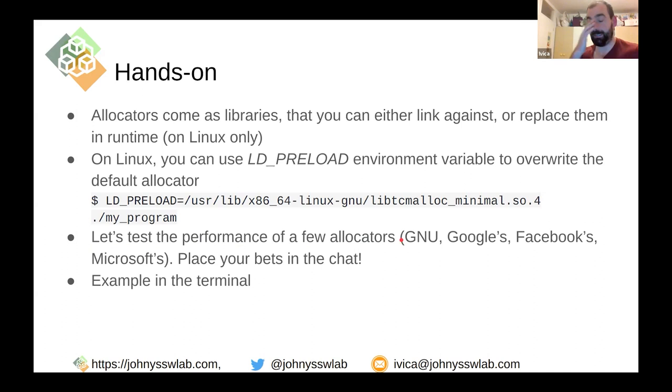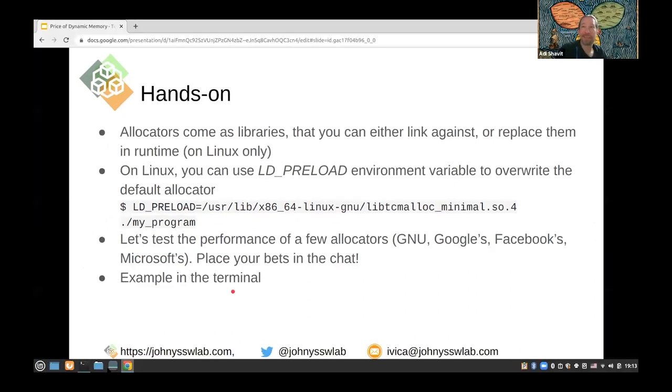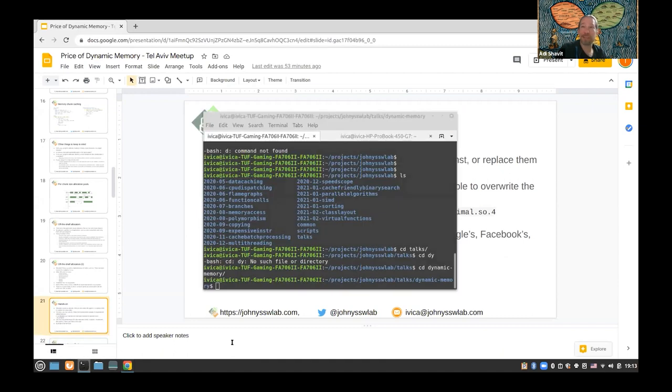So we have the built-in one, as part of the standard C library GNU, Google's, Facebook's, and Microsoft's. So please place your bets in the chat. Which ones do you think will be the fastest? So I'll run it. What's your test? Sorry? What code are you testing?